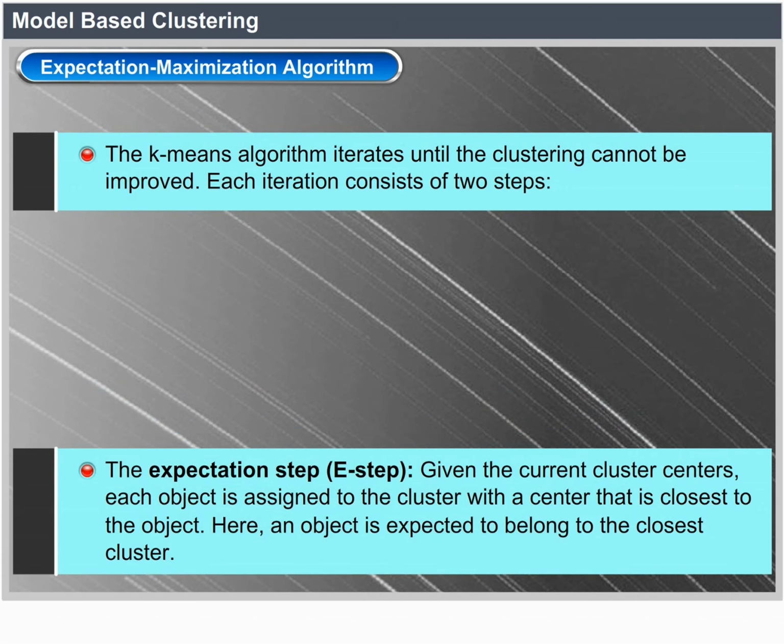The maximization step, M step: given the cluster assignment for each cluster, the algorithm adjusts the center so that the sum of the distances from the objects assigned to the cluster and the new center is minimized. That is, the similarity of objects assigned to a cluster is maximized.